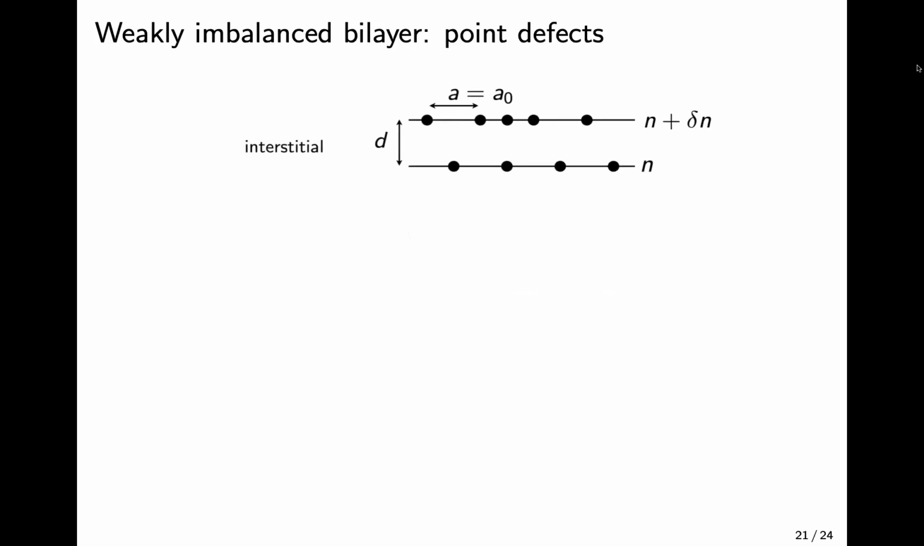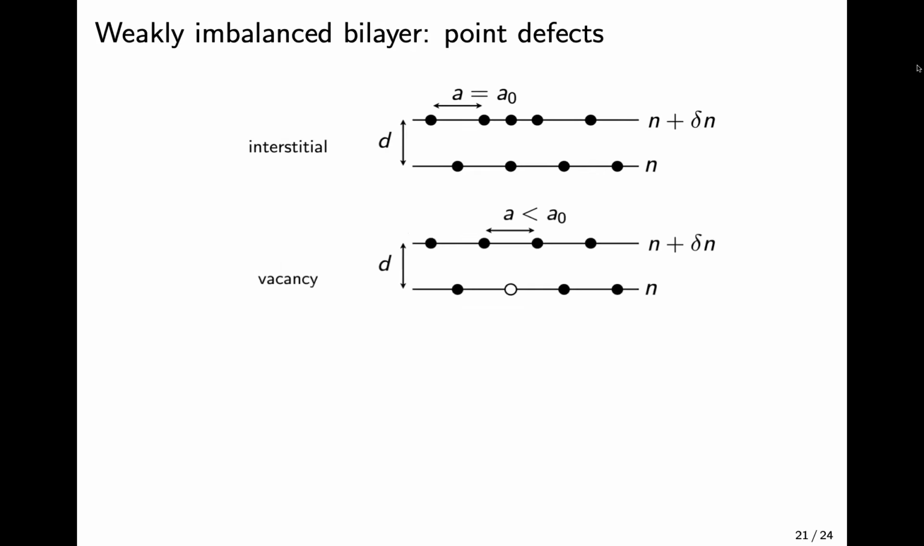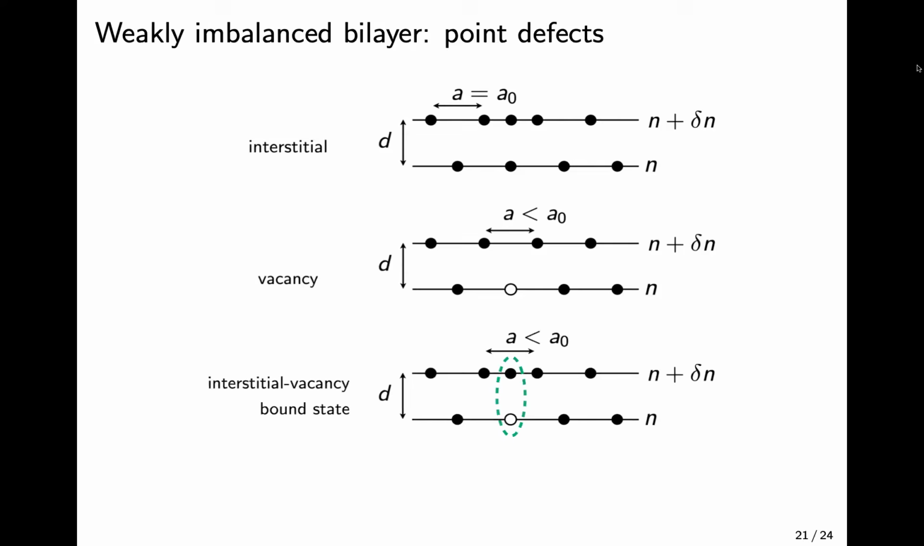So let's imagine now we increase the density in the top layer a little bit. Then there are different possibilities. The first possibility is that the lattice constant will remain essentially unchanged, and we'll just inject some interstitials into the top layer. Of course, the lattice will relax a little bit, but that's one possibility. Another possibility is that we increase the density and the lattice constant in the top layer gets squished. It decreases at the expense of creating vacancies in the bottom layer. And yet a third possibility is that we create some number of interstitial-vacancy bound states in the 2 layers.